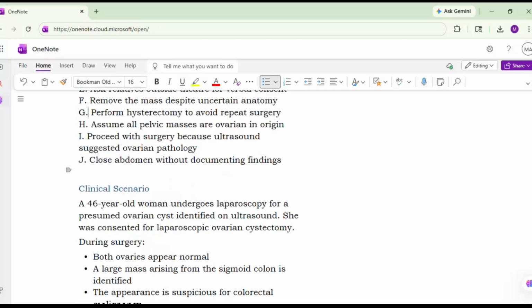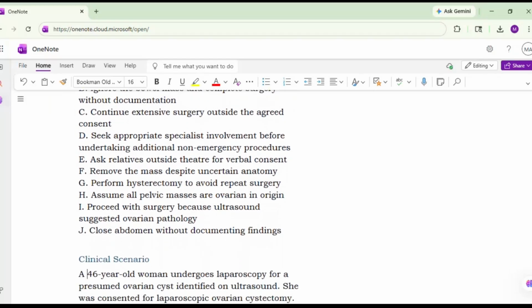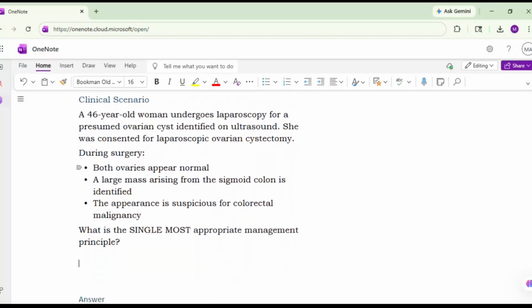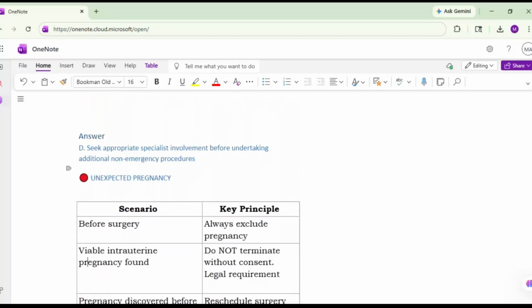These are the options A to J. What about D, sir? Seek appropriate specialist involvement before undertaking additional non-emergency procedures. So we will seek appropriate specialist involvement before proceeding. D should be the answer. Seek appropriate specialist involvement before undertaking additional non-emergency procedures.